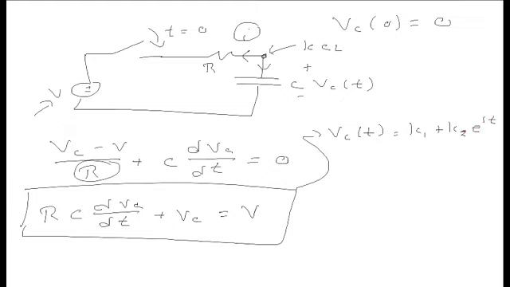So we have k1 plus k2 e to the st. We need to know k1, k2, and s. In order to find k1 and k2, we use the initial and final conditions. Once we know them, we can plug it back into this fundamental equation here and solve for s.